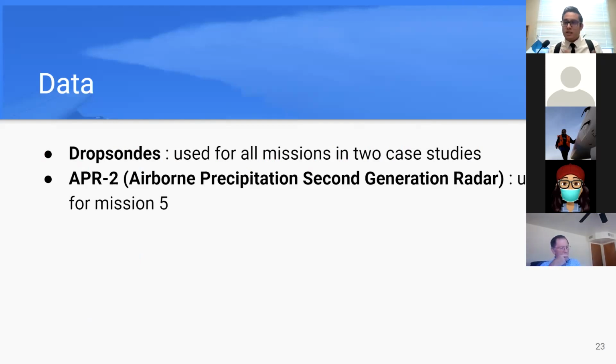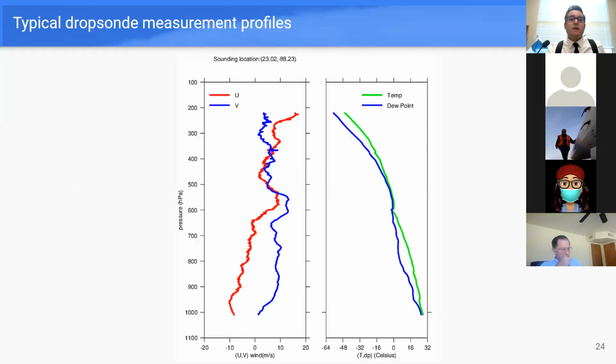Before we see the first case study, here is the data that we had: basically dropsondes, used for all missions in the two case studies. We also had the APR2, the Airborne Precipitation Radar second generation, which we used for only one mission, mission 5, the first case study. How does a typical dropsonde measurement look like? Well, here it is.